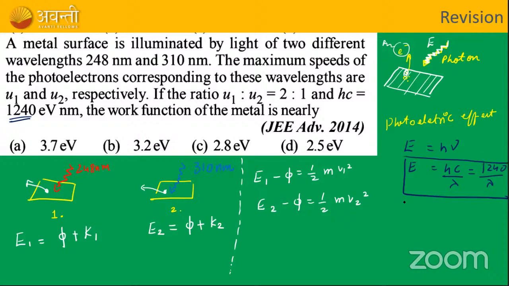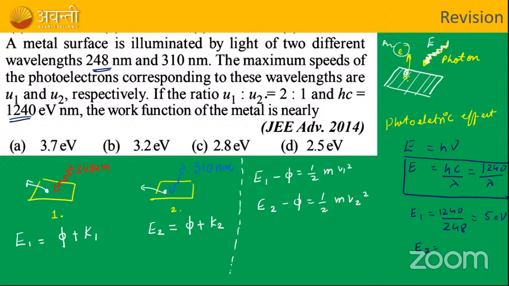Next I'm going to find E1. E1 is equal to 1240 divided by lambda 1. So what is lambda 1? 248 nanometer, so I'll put 248 nanometer. How much is this? This is exactly 5. So if you want to check, yes, it's 5 electron volt. Similarly, I'll try to find E2.